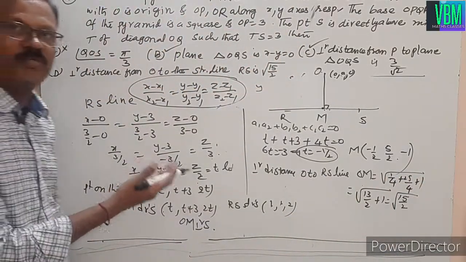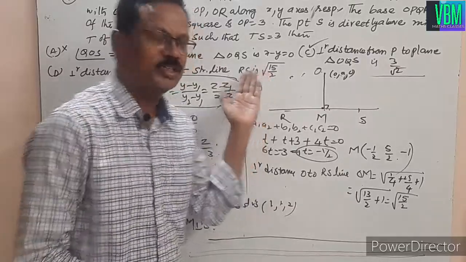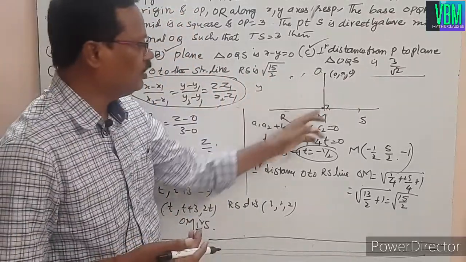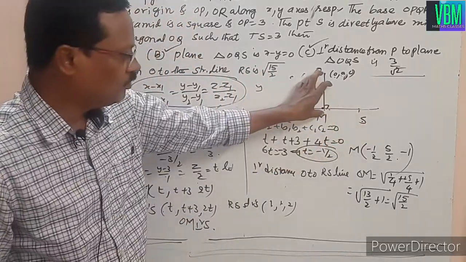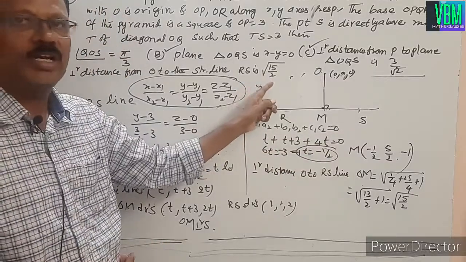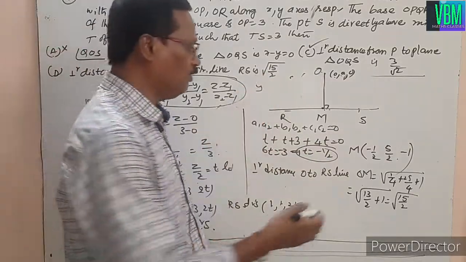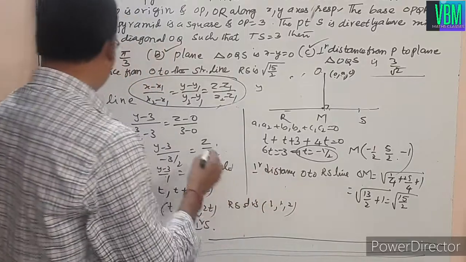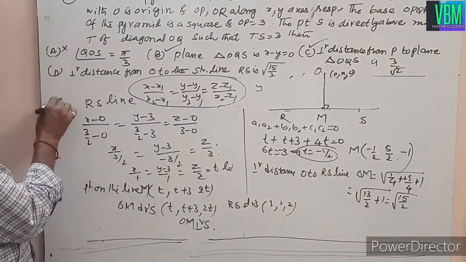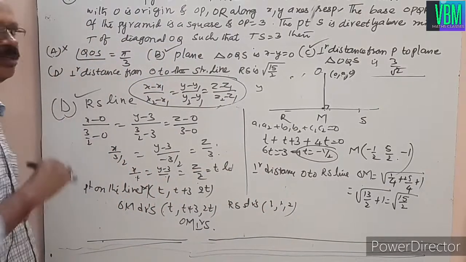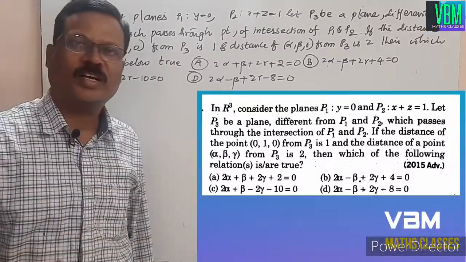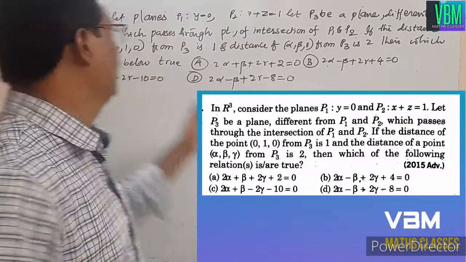Now see the option. The perpendicular distance from origin to this RS line, this OM length, how much have they given? Under root of 15 by 2 they have given. Therefore, this D option is also correct. Now, see question number 3.